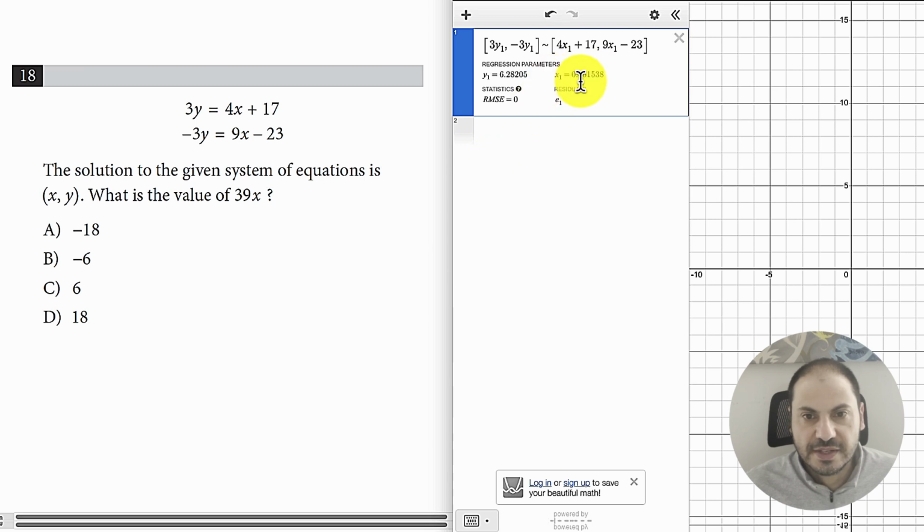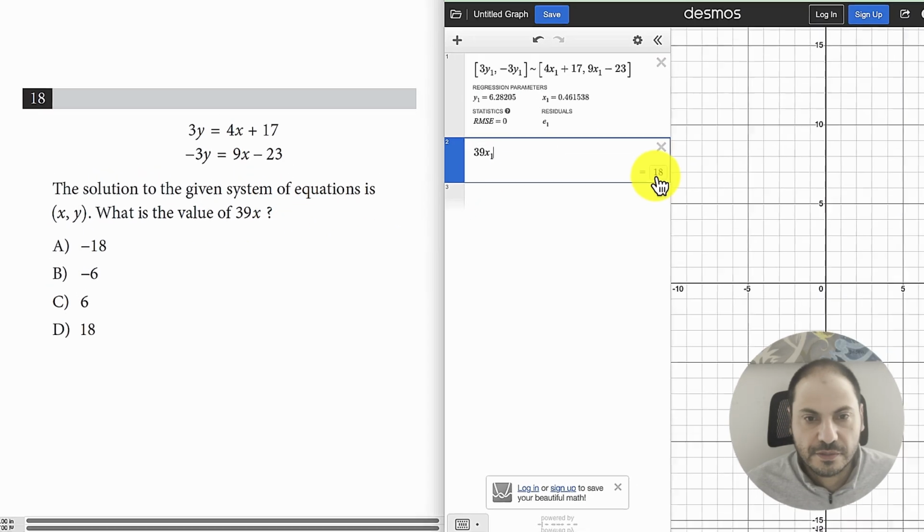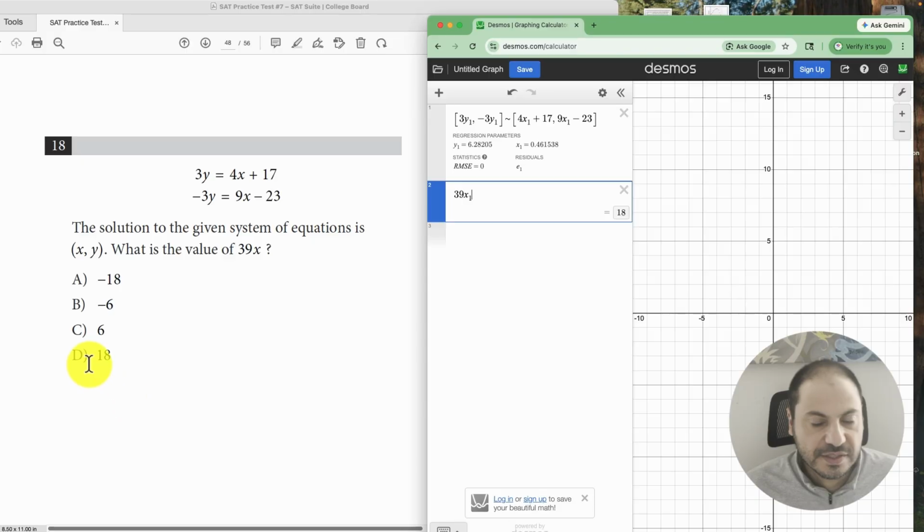And it gives us what x is. It's 0.461538, but it says what is the value of 39x? So we're going to put 39x1. So the answer is 18.